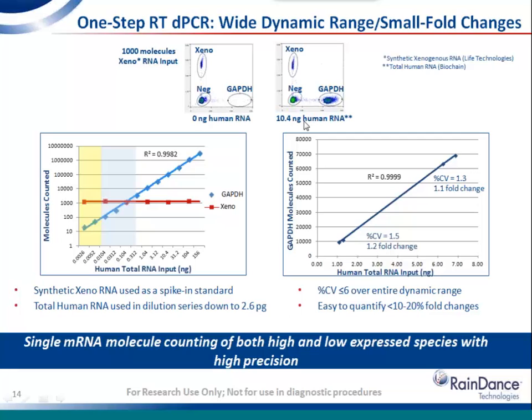When you add total human RNA, this is material that was, again, commercially purchased from BioChain. This particular scatter plot shows 10.4 nanograms of human RNA input. You clearly can see GAPDH is able to be assayed and counted and is extremely abundant in this sample.